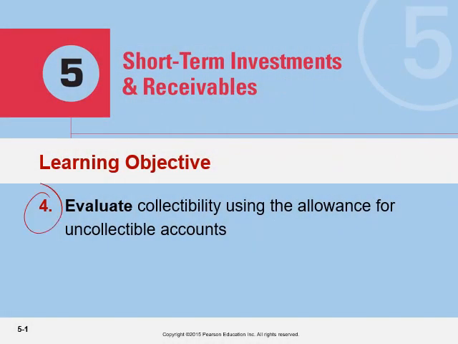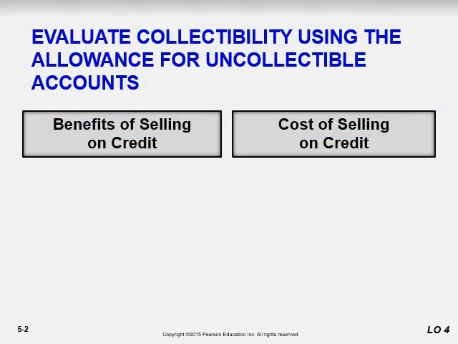Here comes our fourth learning objective, that is, evaluate collectability using the allowance for uncollectible accounts, which is very important. A company gets an account receivable only when it sells the product on credit. Ideally the company would collect cash for its receivable, right? But companies rarely collect all of their accounts receivable 100%.